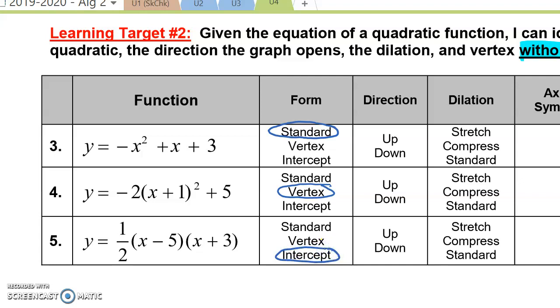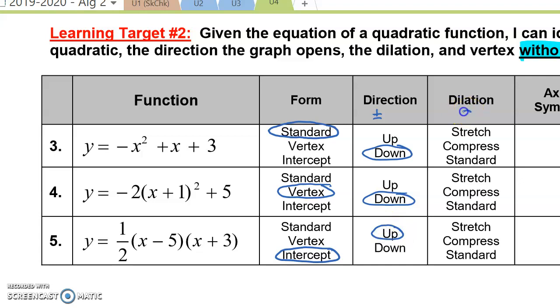Now in each of these, the direction is affected by the plus or minus in front of our a value. That is consistent throughout all three forms. So number 3 is negative, so the graph opens down. Number 4, the a value is negative, so again the graph opens down. And number 5, our a value is positive, so the graph opens up.